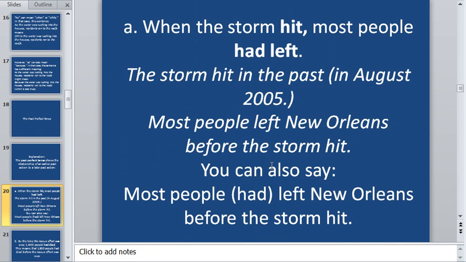Let's look at this. When the storm hit, most people had left. The storm hit in the past, in August 2005. I think earlier it said 2006, but it was 2005. Most people left New Orleans before the storm hit. You could also say most people had left New Orleans before the storm hit. So this happened first, had left, and then the storm hit happened next.